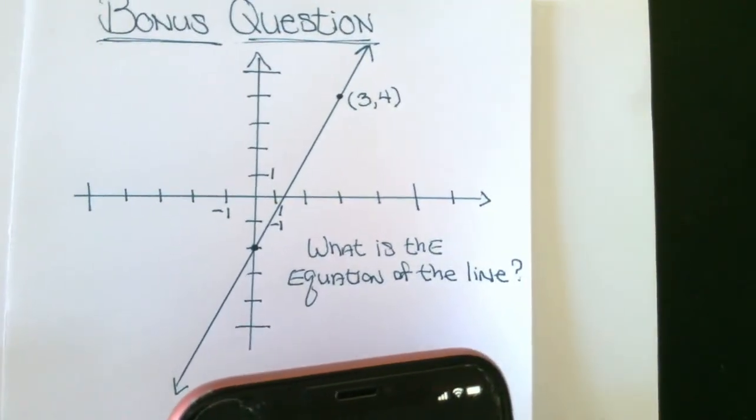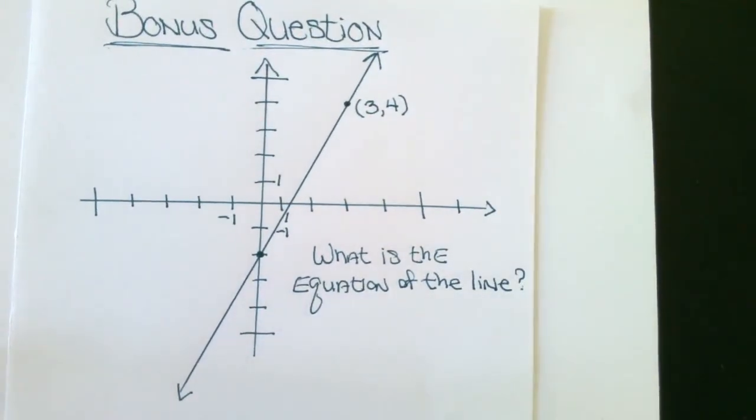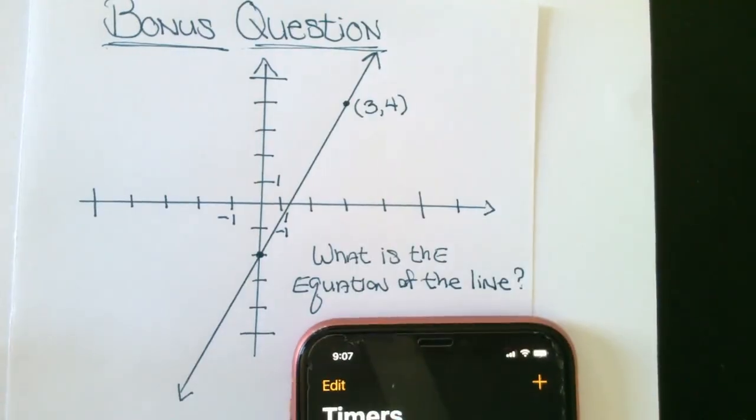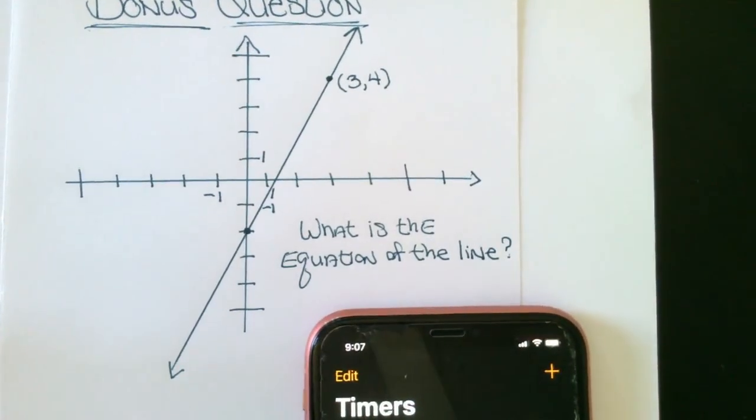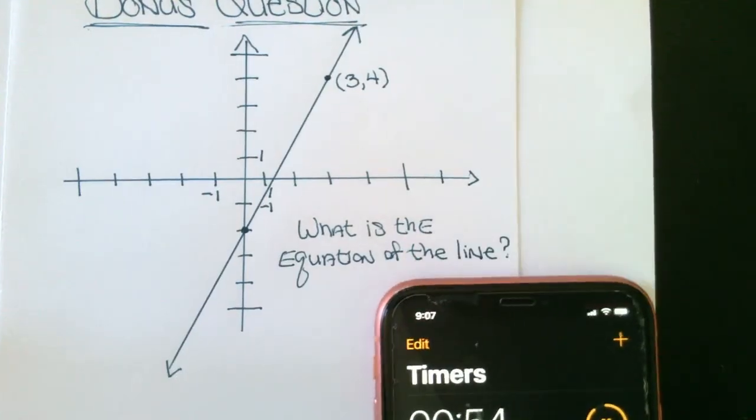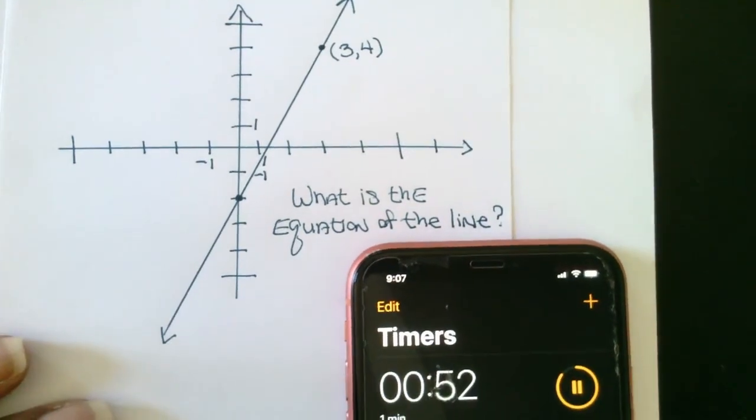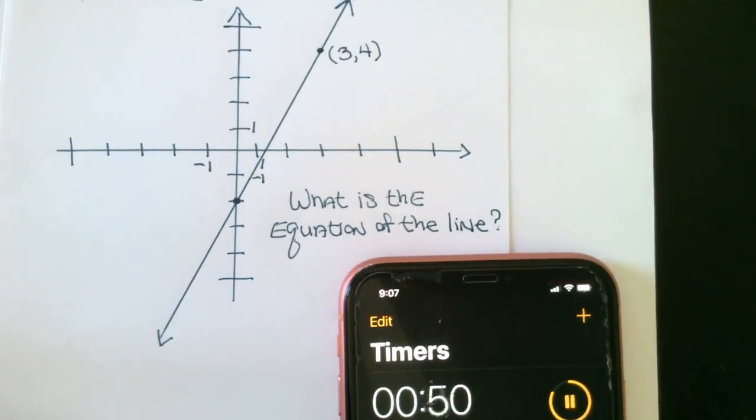Alright, so this one, I am going to keep the timer. Again, I want to see if you can do this in 1 minute. Okay? Bonus! Can you find the equation of this line?